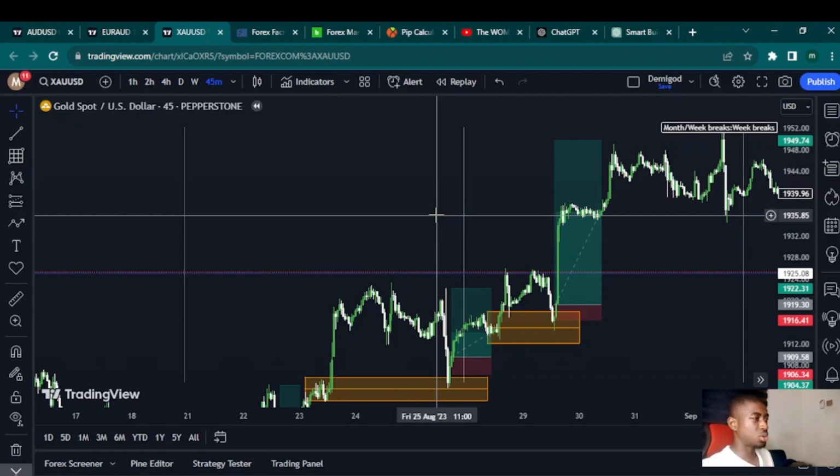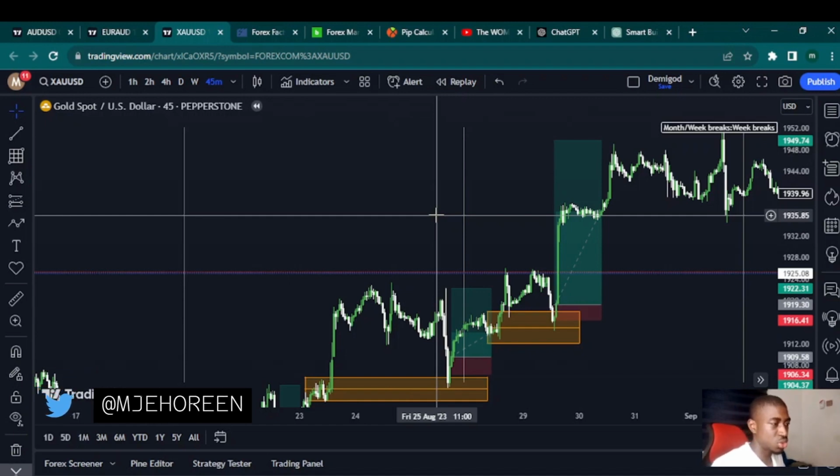They work on all pairs, they work on all time frames, but like I said, I will advise you to stick to the higher time frame. More like you can make 45 minutes to 1 hour your entry time frame, and then you can make 2 hour upwards your trend and the time frame you use to mark your zones, right?